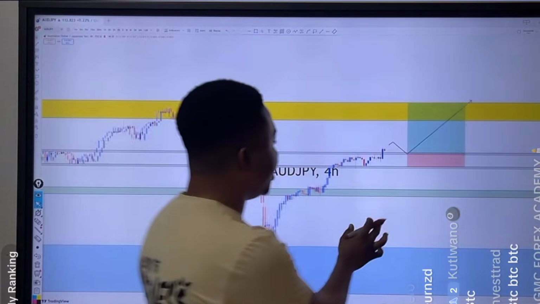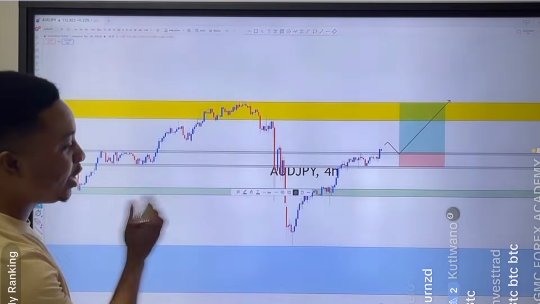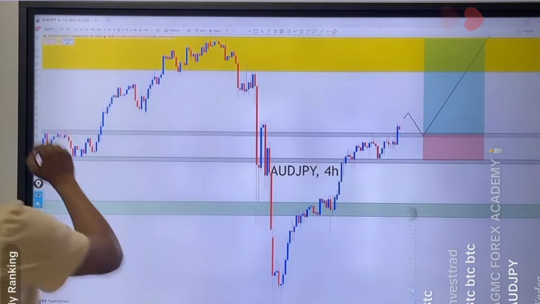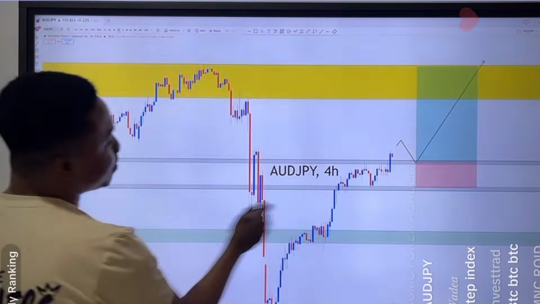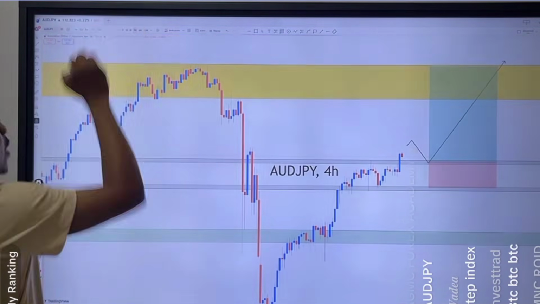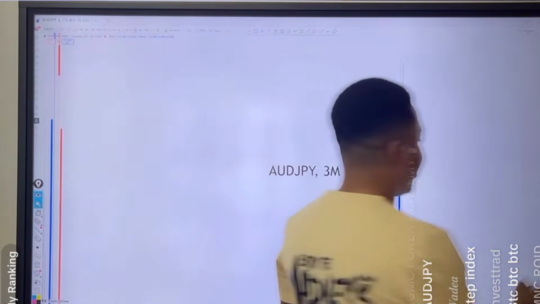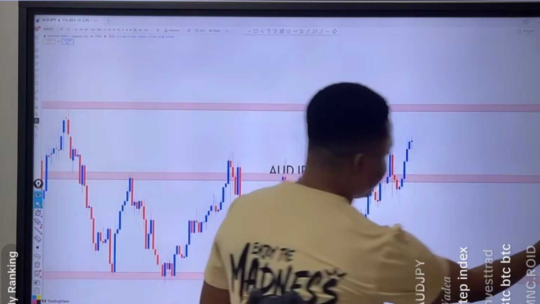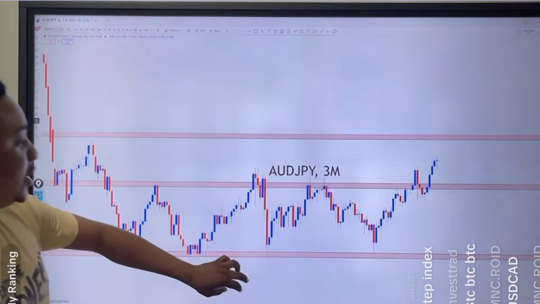This is the AUD JPY, and with this pair, we are also looking for what? A buying chance. We want to buy the AUD JPY. So let's break it down quickly. Now, AUD JPY, let's take it over to the 3 months. This is the 3 months time frame of the AUD JPY.